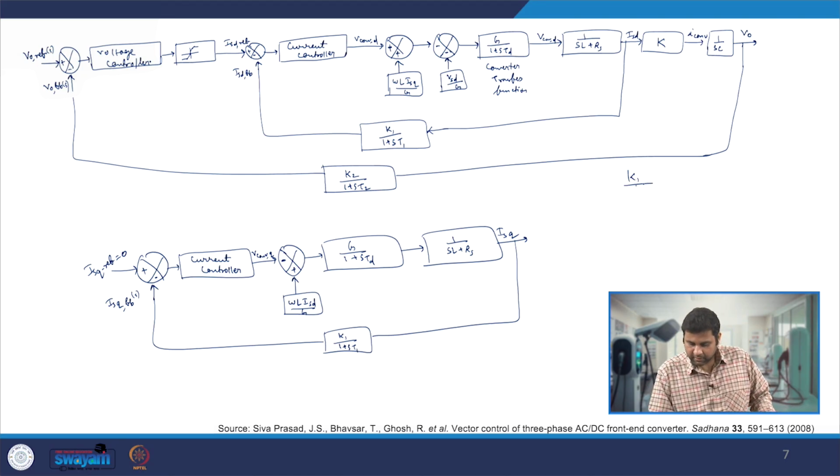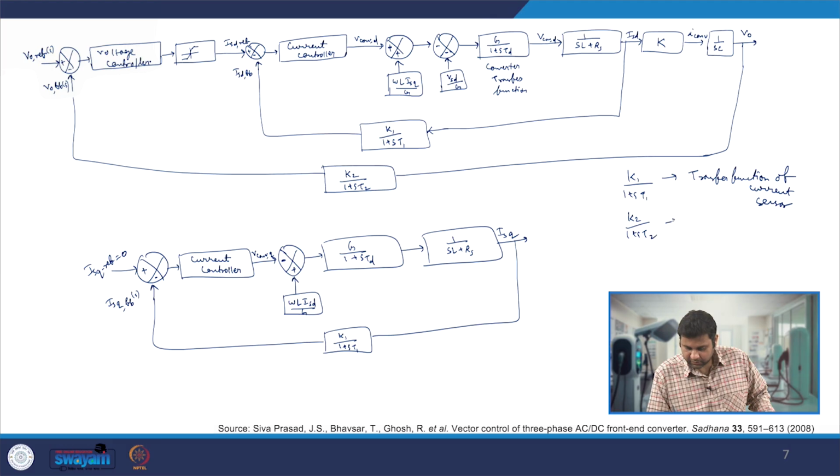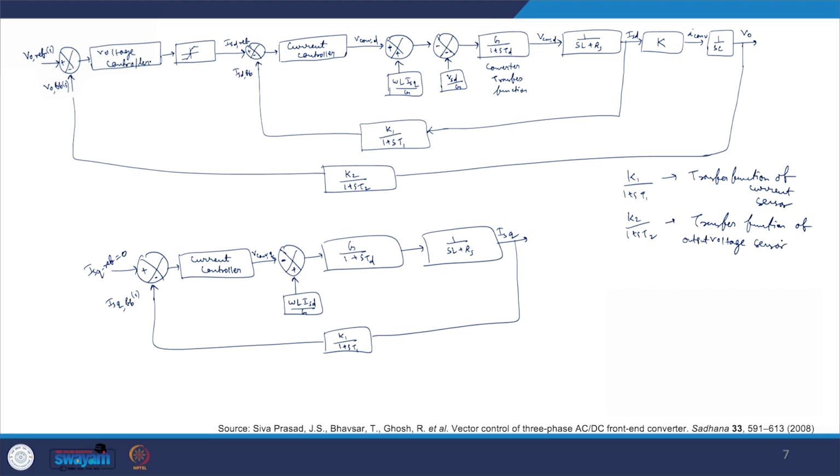Now this K1 by 1 plus ST1 is the transfer function of the current sensor, and K2 by 1 plus ST2 is the transfer function of the voltage or output voltage sensor. And if you look, this ISQ we can take from this place itself, and this ISD we can take from this place itself, the feedback itself.